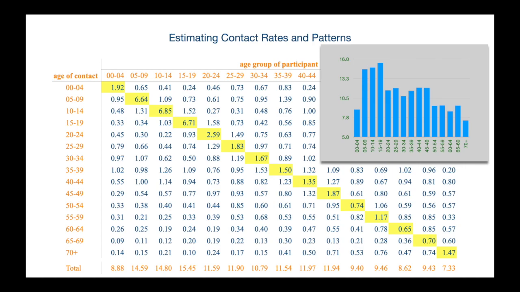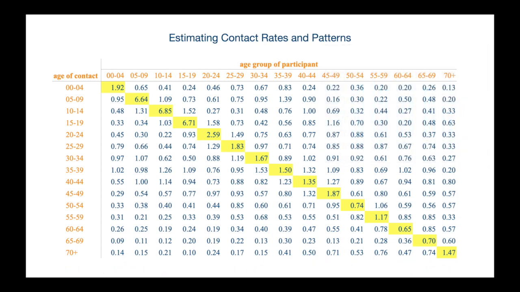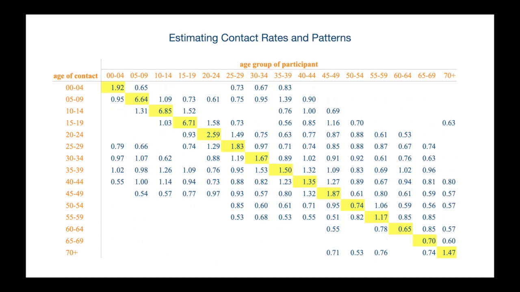To see other patterns, first let's delete all entries below 0.5. So you see more contacts along the diagonal, meaning people prefer meeting people of their own age group. This is called associative mixing. Essentially, people mix with people who share the same characteristics.